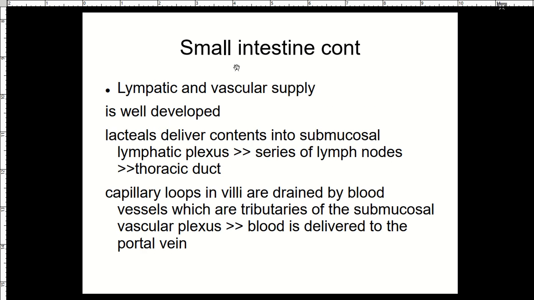Let's also take a look at the lymphatic and the vascular supply. The lymphatic and the vascular supply are found in the submucosa as well as the lamina propria. We have the capillary loops in the villi, which drain into the blood vessels.